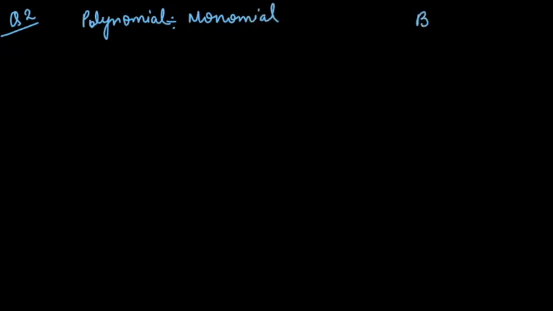Okay. To start with question number 2, you have to divide a polynomial, which may be a binomial, which may be a trinomial, by a monomial. So in the denominator you will again have one term, but in the numerator you may have a binomial, you may have a trinomial, etc.